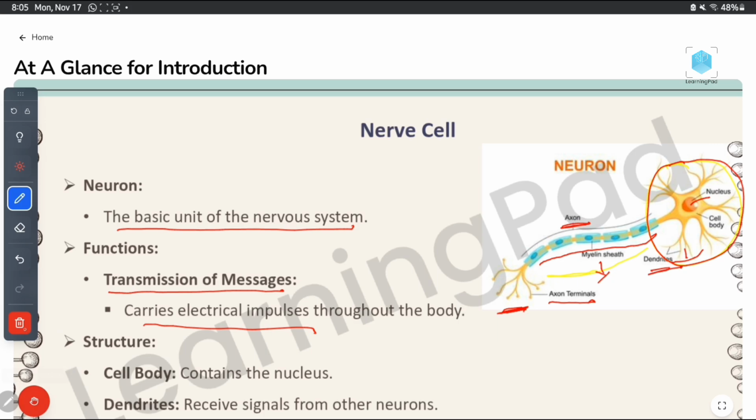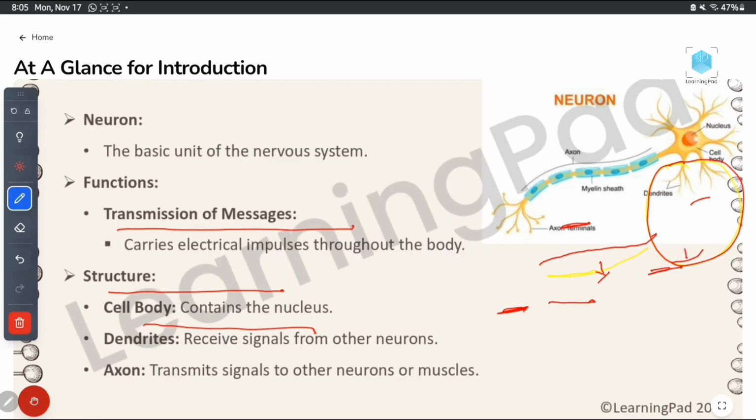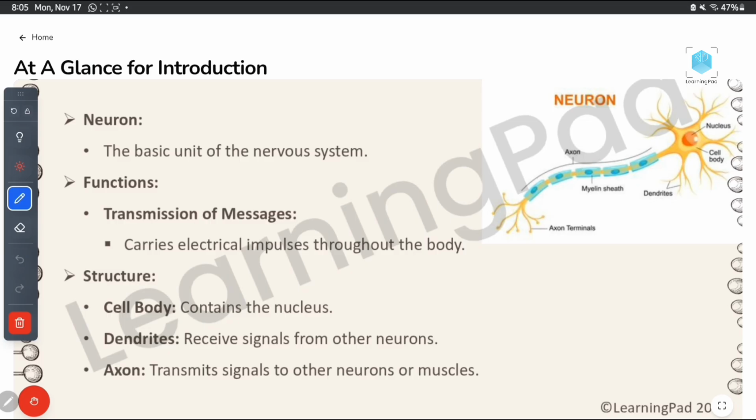The structure of a neuron is, first, the cell body. This contains the nucleus. Just now I showed you in the picture the cell body. This is the cell body which is labeled here. So the cell body contains the nucleus. Dendrites receive the signals from other neurons. The tubular part is called the axon. It transmits the signals from one neuron to another, to the muscles.